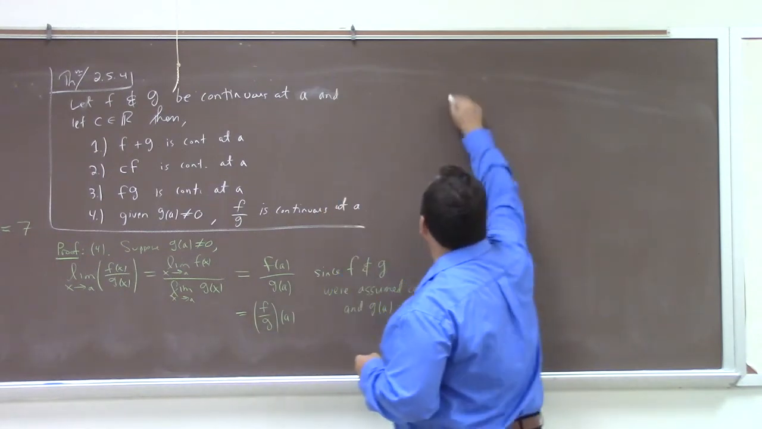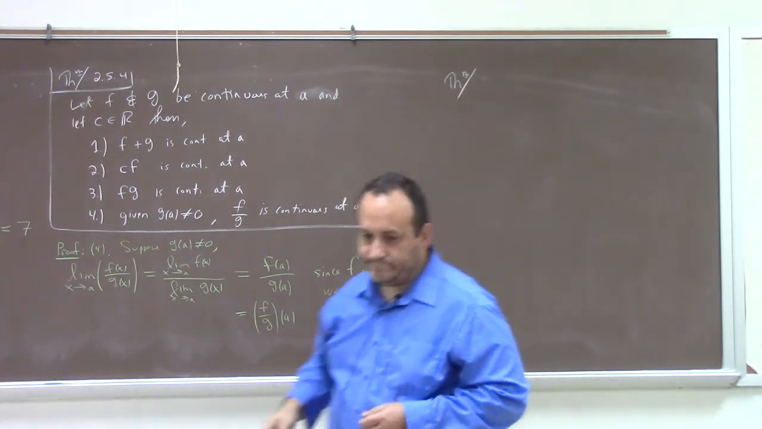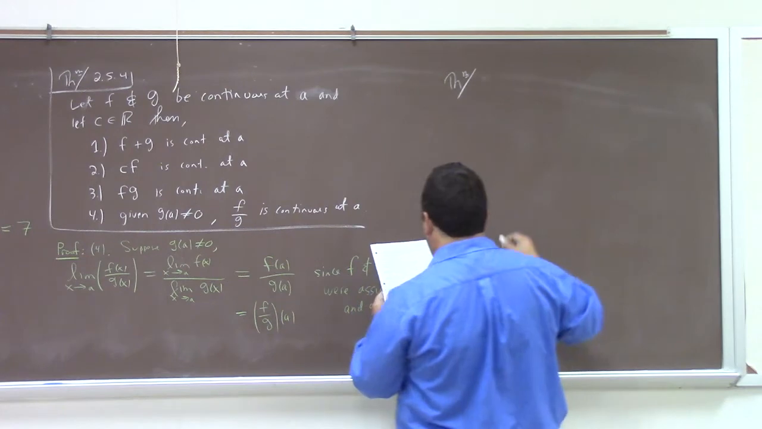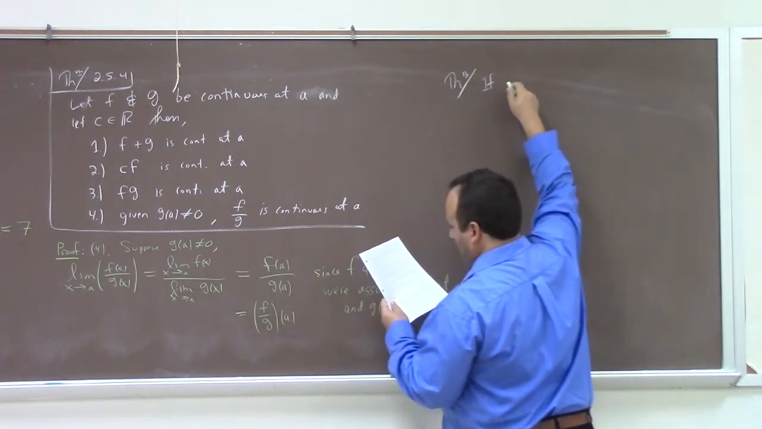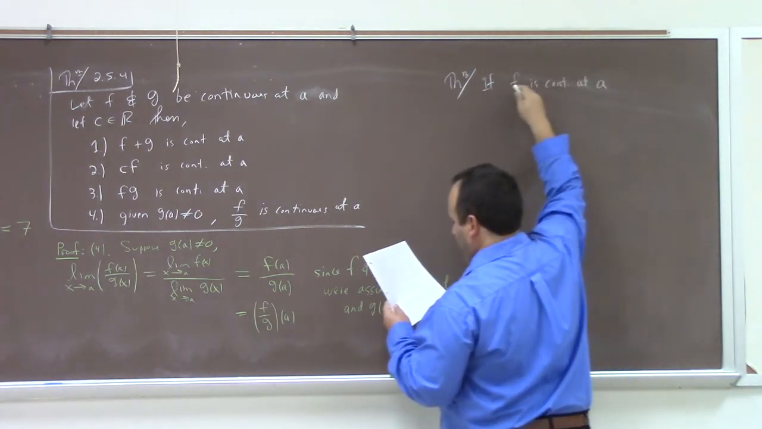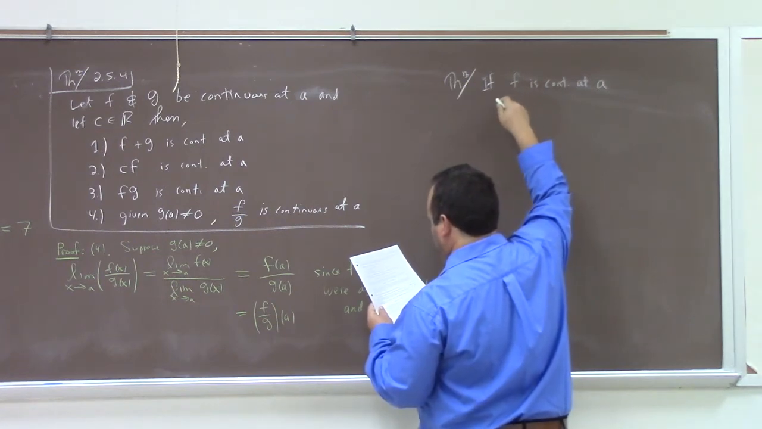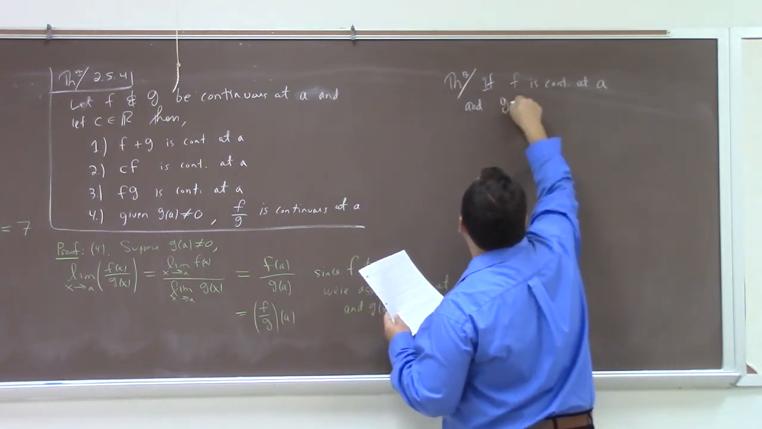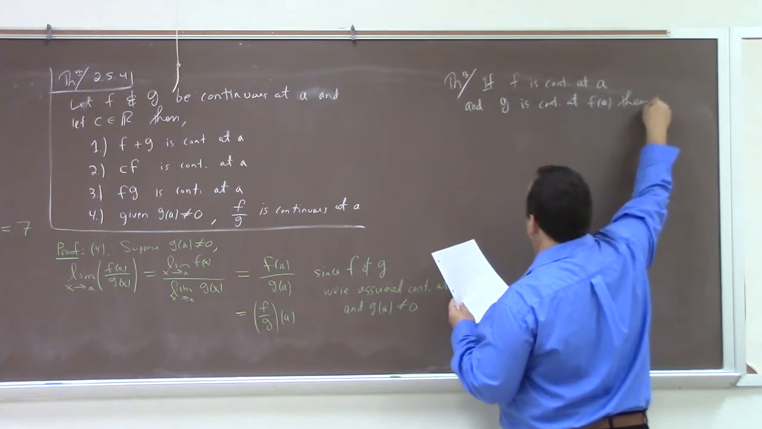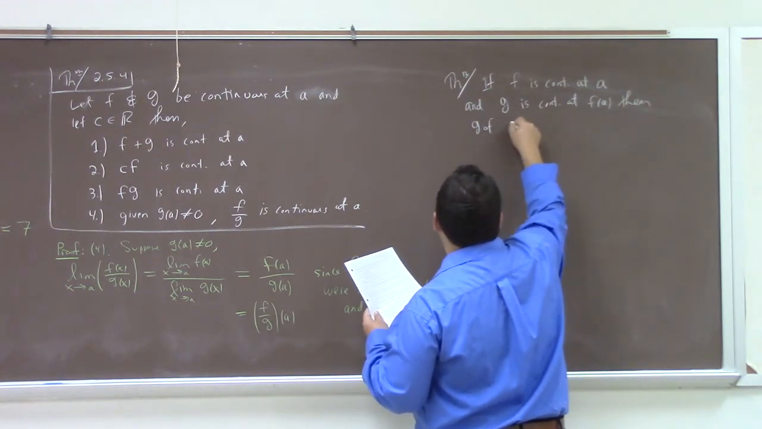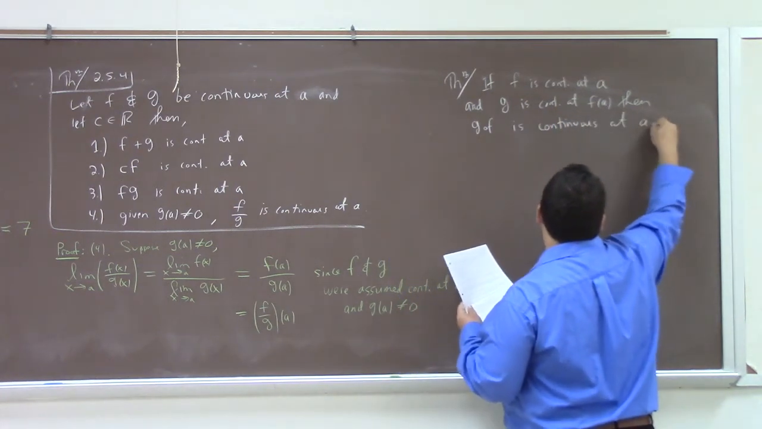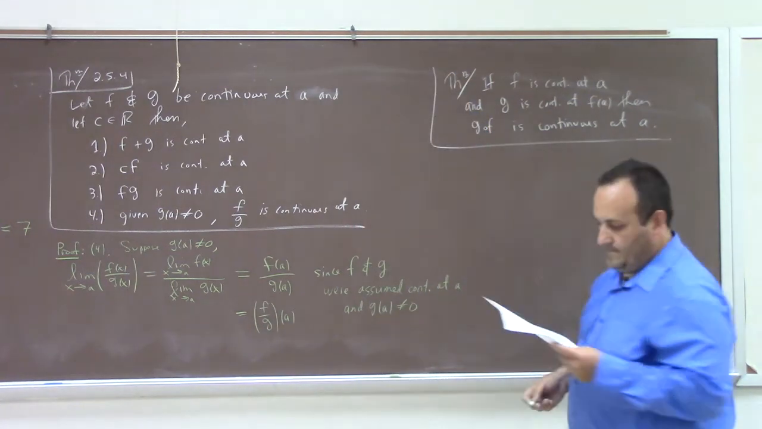The next result is that if f is continuous at a and g is continuous at f of a, then g composed with f is continuous at a. All right?